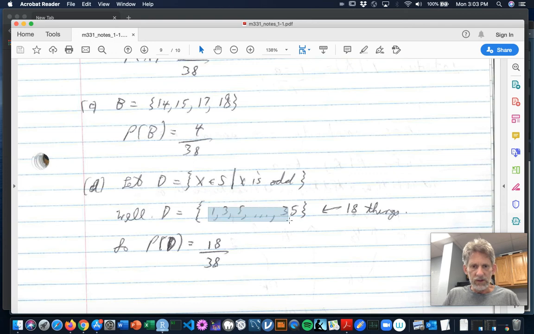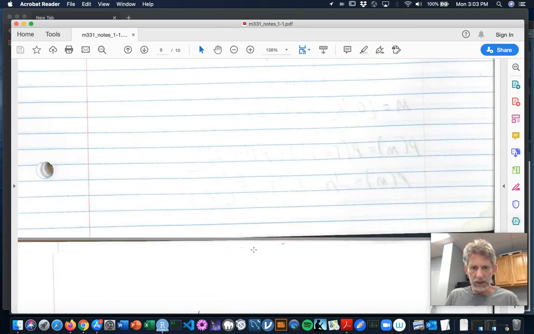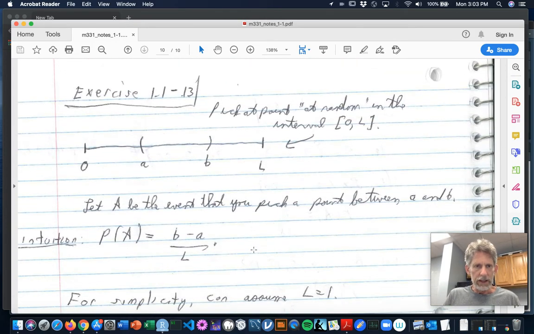And so, well, D is this set of numbers, and that's 18 numbers. And so the probability is 18 over 38. Well, that was easy. Okay, how about number 13?